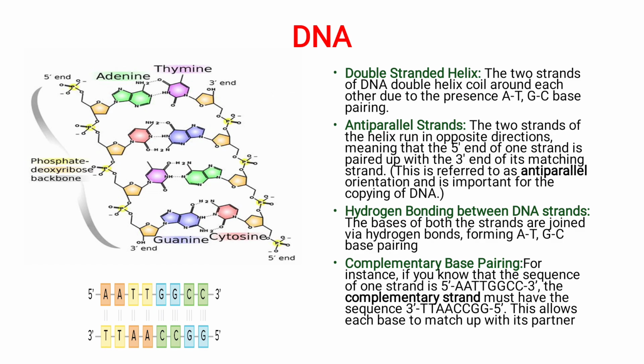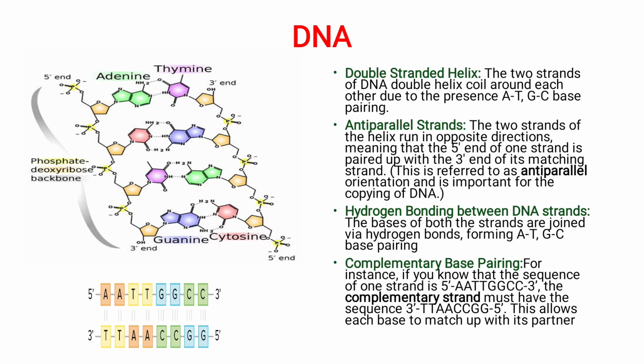Double-stranded helix: the two strands of the DNA double helix coil around each other due to ATGC base pairing. Antiparallel strands means what? The two strands of the helix run in opposite directions, meaning that the 5' end of one strand is paired up with the 3' end of the matching strand. This is referred to as antiparallel orientation, and it is important for the copying of DNA.